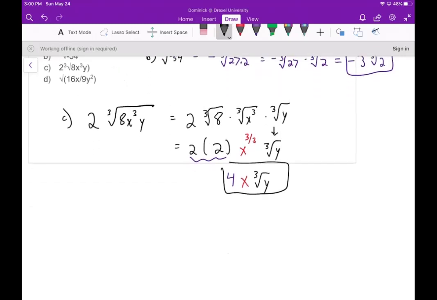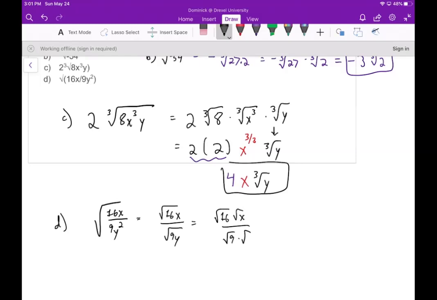Okay, and last but not least, in part D, we have the square root of 16x over 9y squared. So we're going to say this is the square root of the top over the square root of the bottom. Now, I can say this is the square root of 16 times the square root of x over the square root of 9 times the square root of y squared. I forgot this squared here. Well, the square root of 16 is 4, the square root of 9 is 3, and the square root of y squared is just y. So that's my answer for part D.